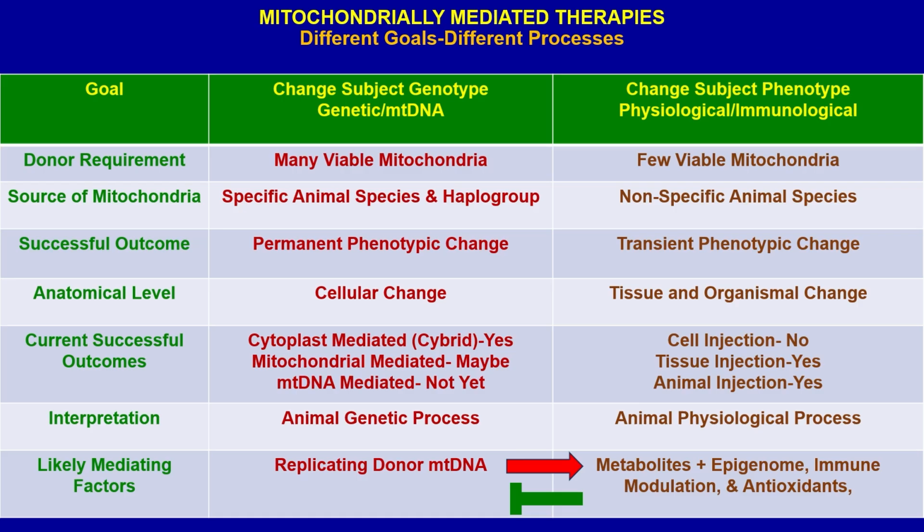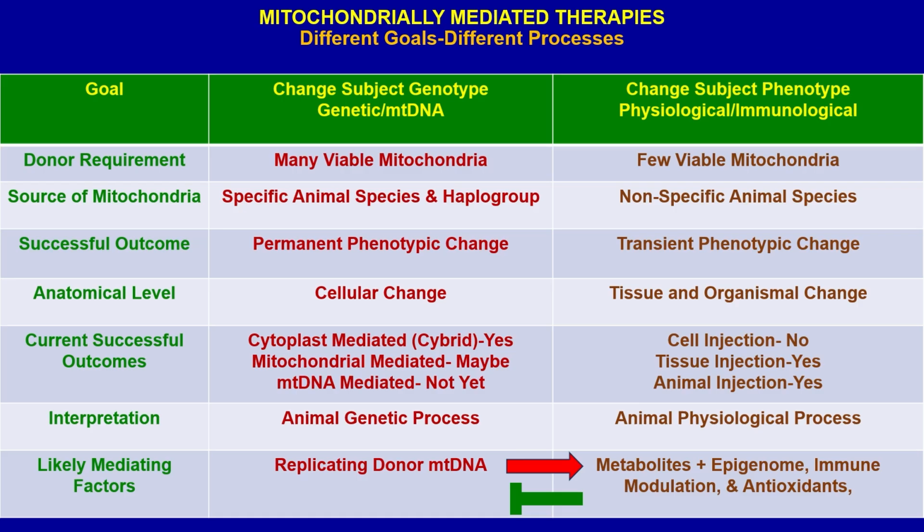So that may not require a genetic change. So you would then maybe only need a few mitochondria. Those mitochondria would not be species-specific or strain-specific. They would be important for tissues and organism change. And they would not necessarily be involved directly in cells, but they might relate to changes in tissues and changes in animal function. So then you're looking at animal physiology.